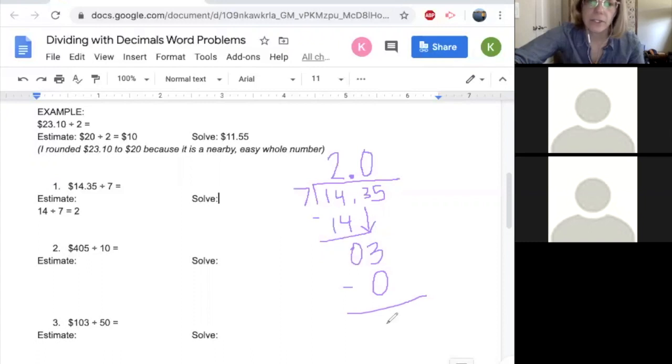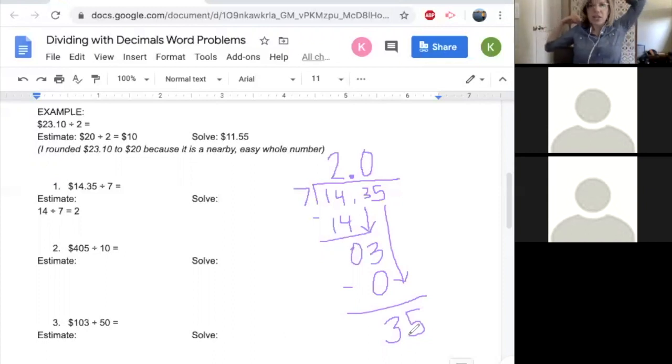You don't actually have to do this step if you don't want to. Now we bring down the 5. Great. And now we have 35. How many times does 7 go into 35?